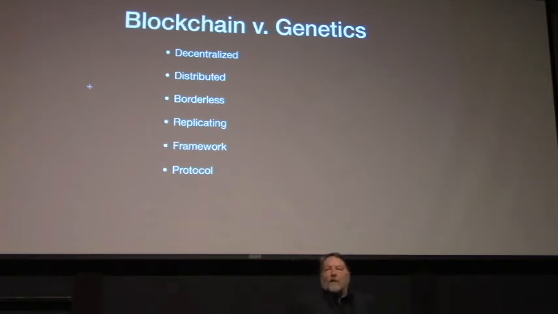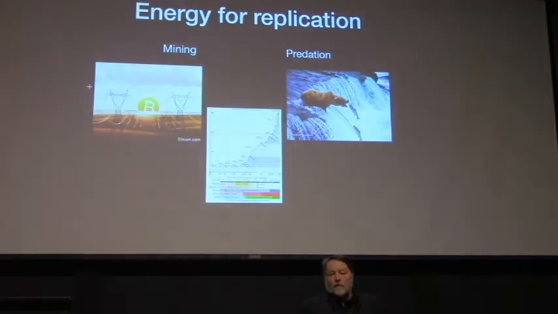And so an interesting parallel sort of struck me, that genetics does all these same things, in that it's a distributed, decentralized system that is borderless and self-replicating, of course, and a framework of how the data is stored and a protocol for how it's metabolized. And so there are interesting parallels that can be drawn from genetics to anticipate the future evolution of blockchains.